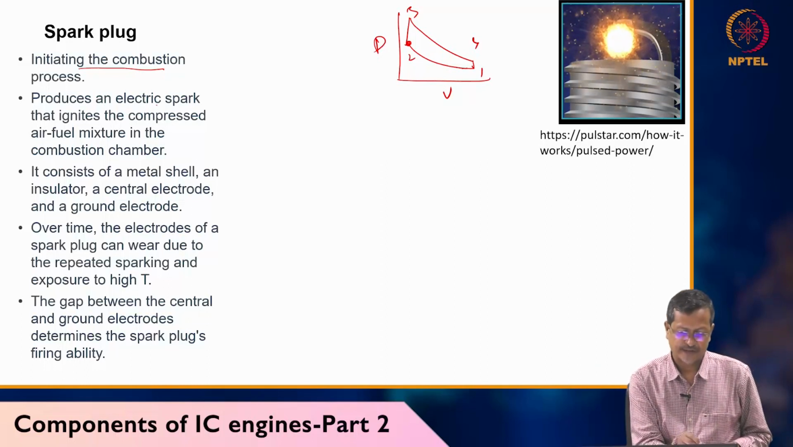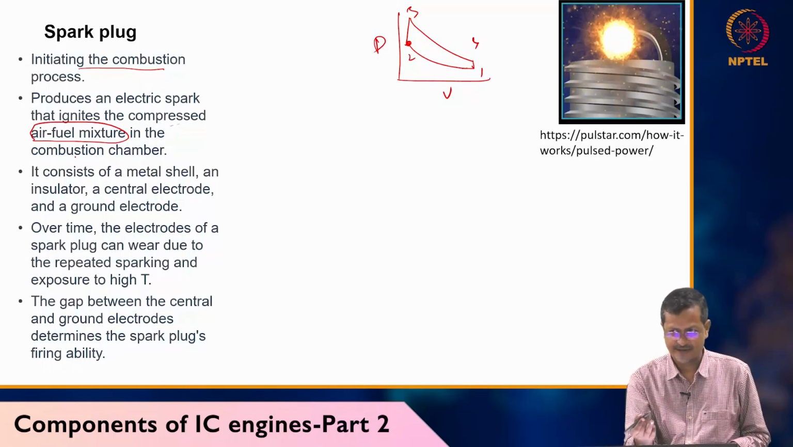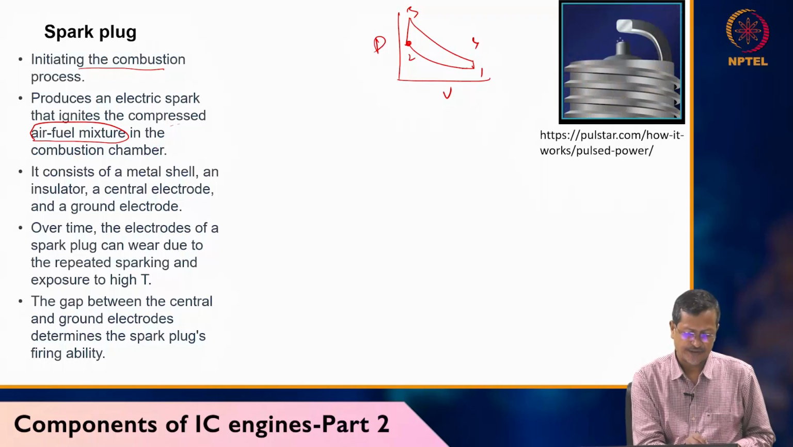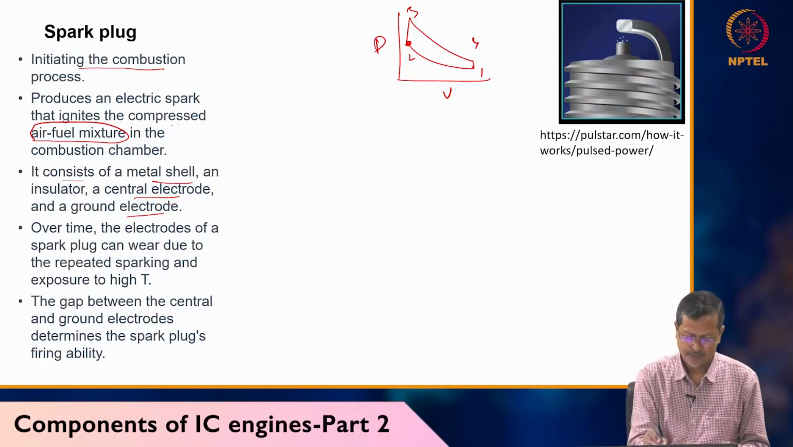After that, automatically, because of the released heat, the whole thing will burn. The spark plug produces an electric spark that ignites the compressed air-fuel mixture. The air-fuel mixture's temperature is already high, then you give a spark, so combustion occurs immediately. It consists of a metal shell, an insulator, a central electrode and a ground electrode. It will be like this.